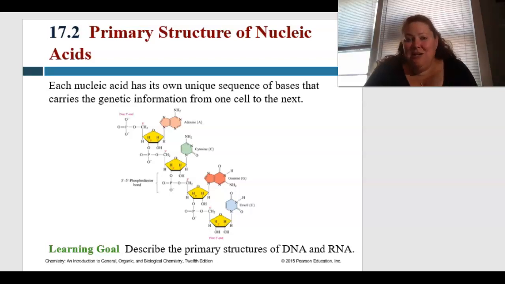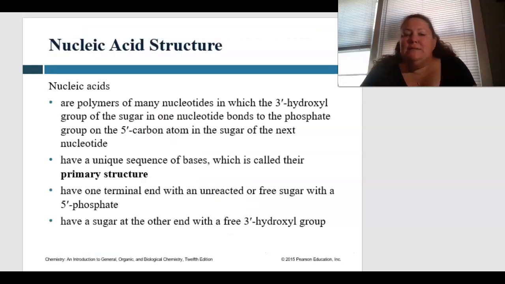So let's look at the structure of nucleic acids. We're going to start off with the primary structure. Each nucleic acid has its own unique sequence of bases that carries the genetic information from one cell into the next. So nucleic acids are polymers of many nucleotides in which the 3' hydroxyl group of the sugar in one nucleotide binds to the phosphate group on the 5' carbon atom in the sugar of the next nucleotide. And they each have a unique sequence of bases, and this is called their primary structure.